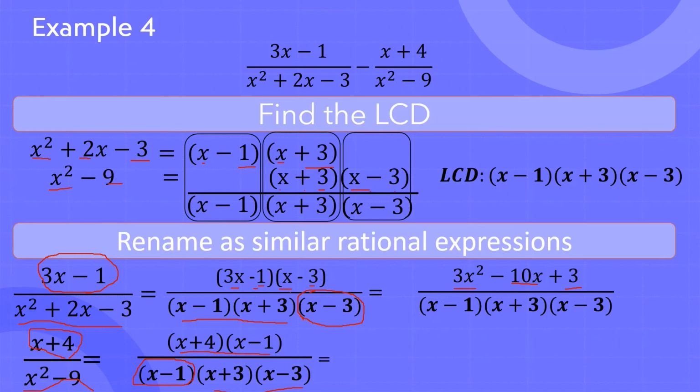So, when we multiply that, gamitin din natin ang FOIL method. Okay? So, x times x is x squared. Then, x times negative 1 is negative x. And 4 times x is 4x. So, i-add natin yun. 4x plus negative 1x is equivalent to positive 3x. Then, 4 times negative 1 is equivalent to negative 4. Okay?